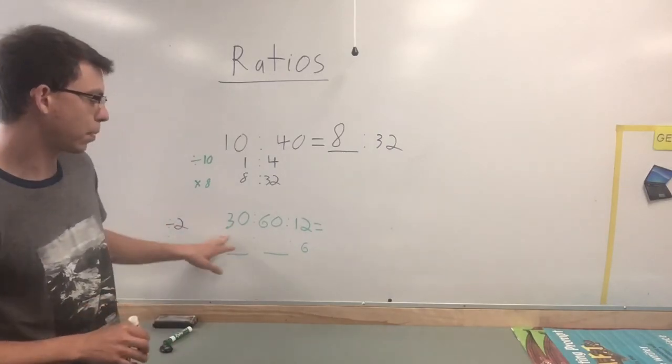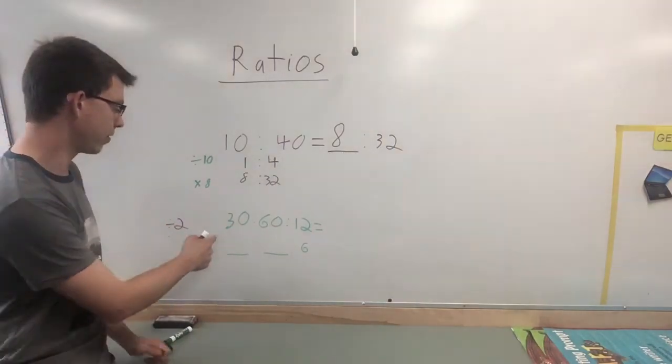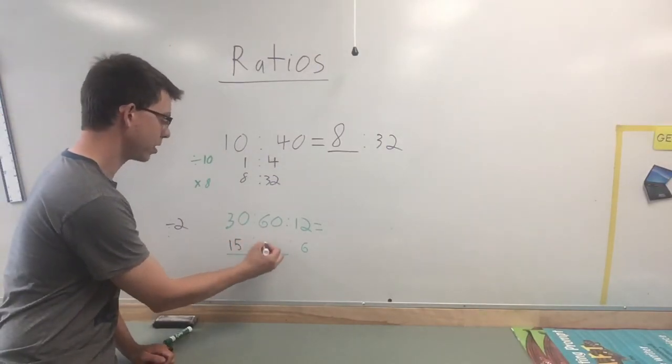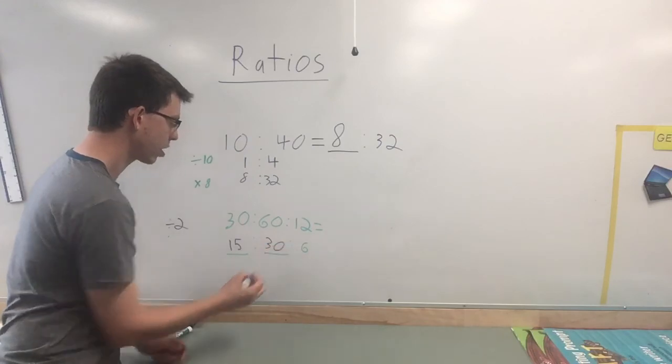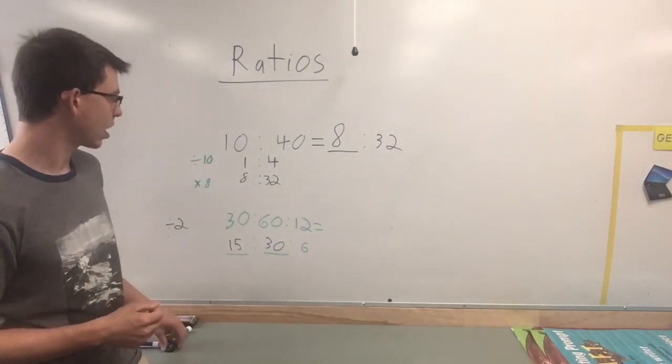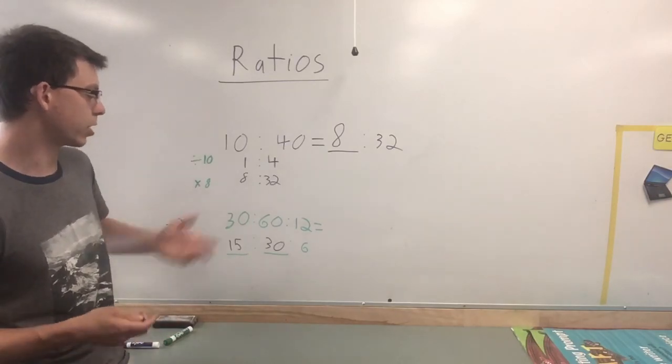So I'm going to divide both these by 2. 30 divided by 2 is 15. And 60 divided by 2 is 30. There we have it. We have solved our equation. And that is how to manipulate ratios further.